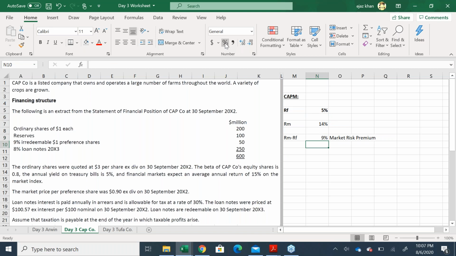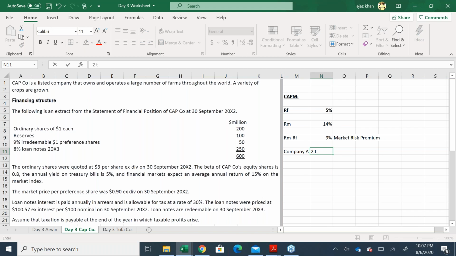Now let me tell you one thing. If you have a company A in the same market, and I tell you that this company A is twice as risky as the average market, right? If you compare it with the market as a whole, this company is twice as risky as the market.